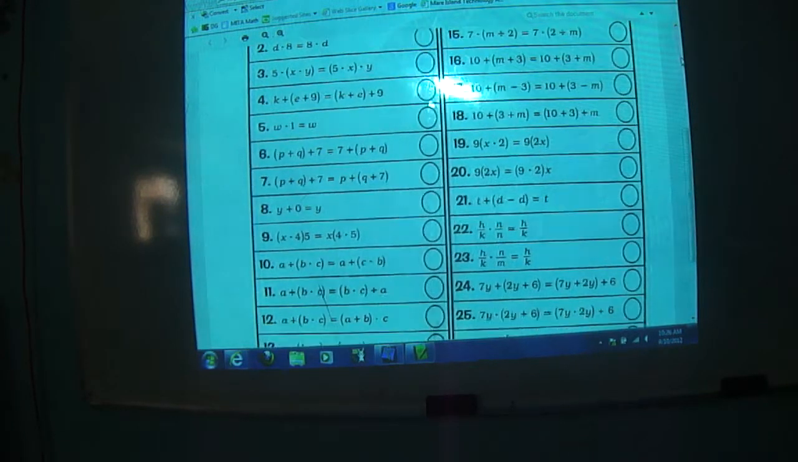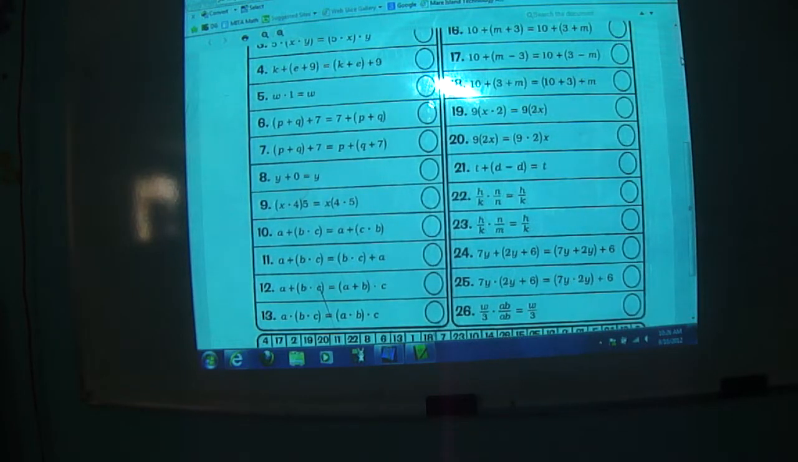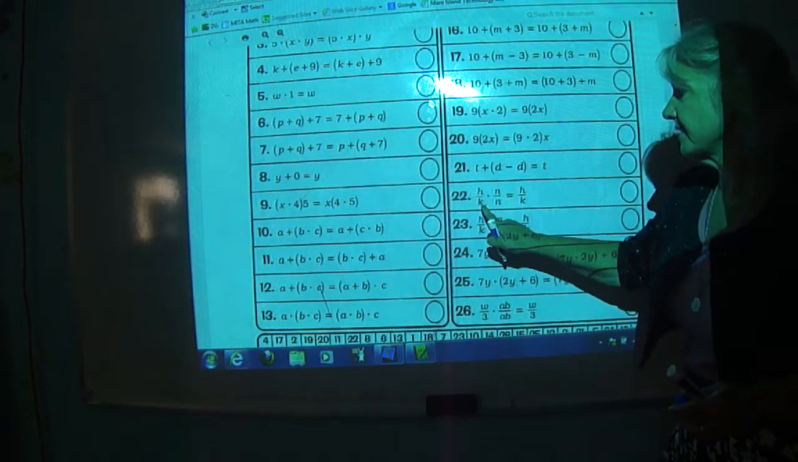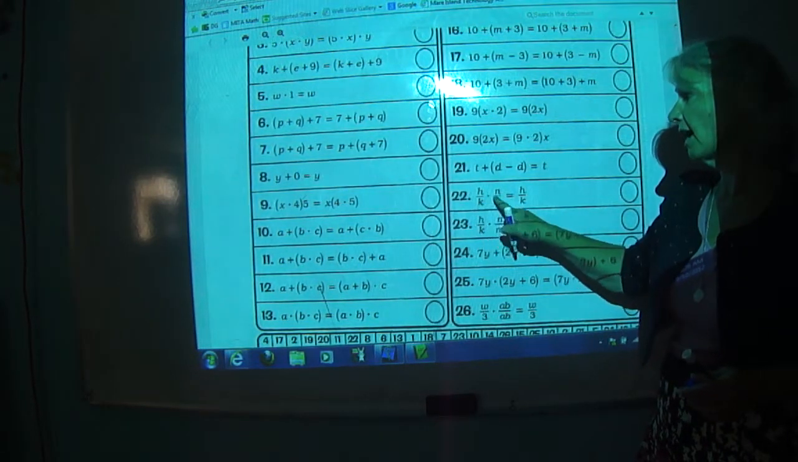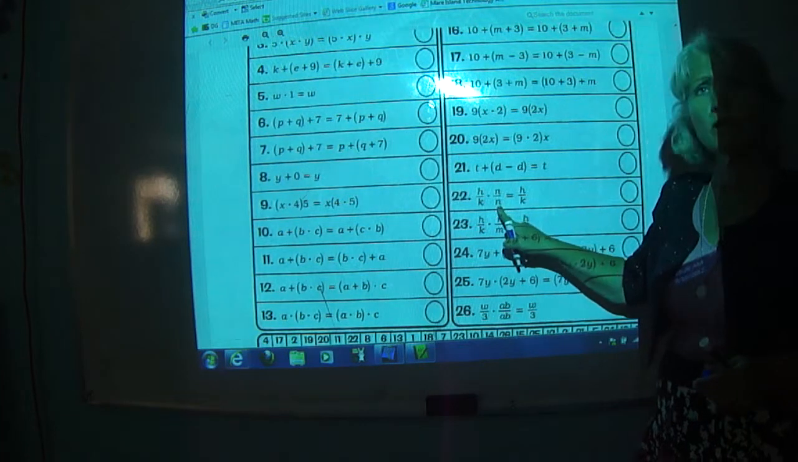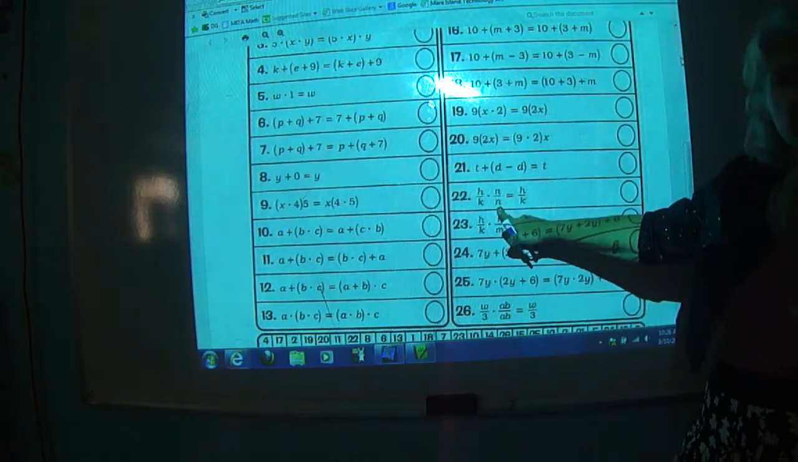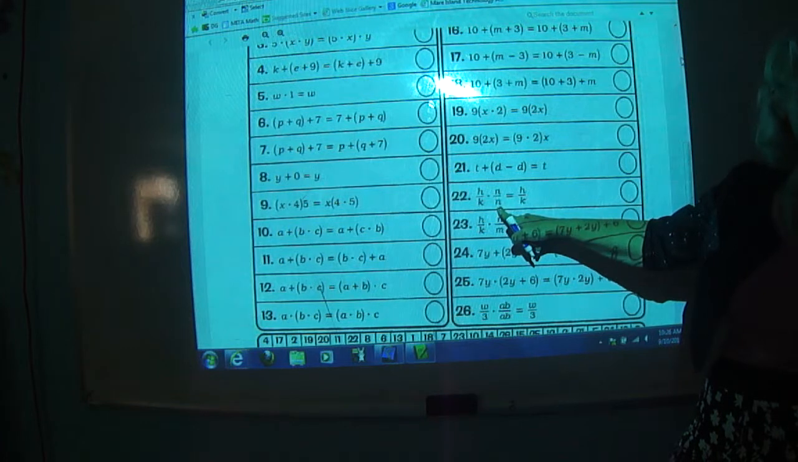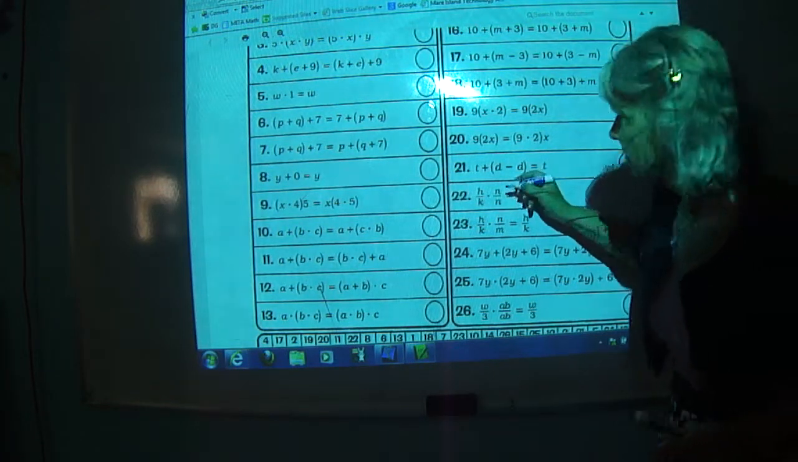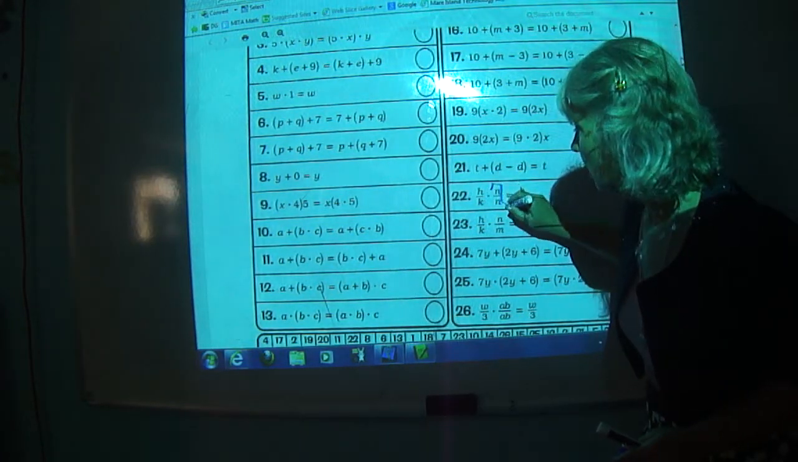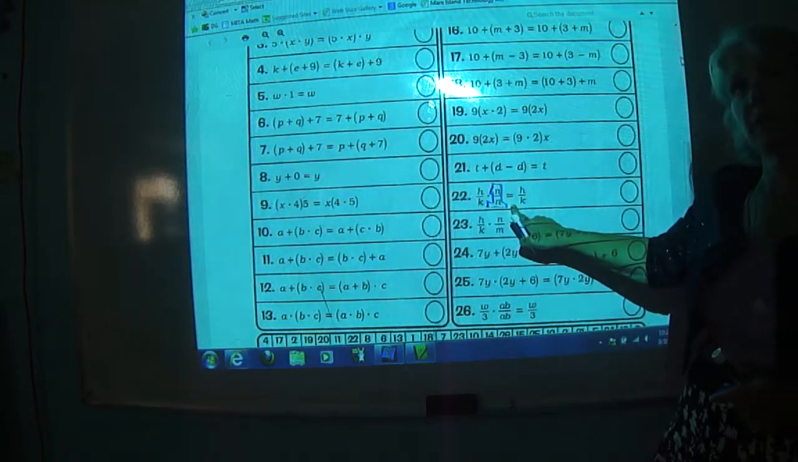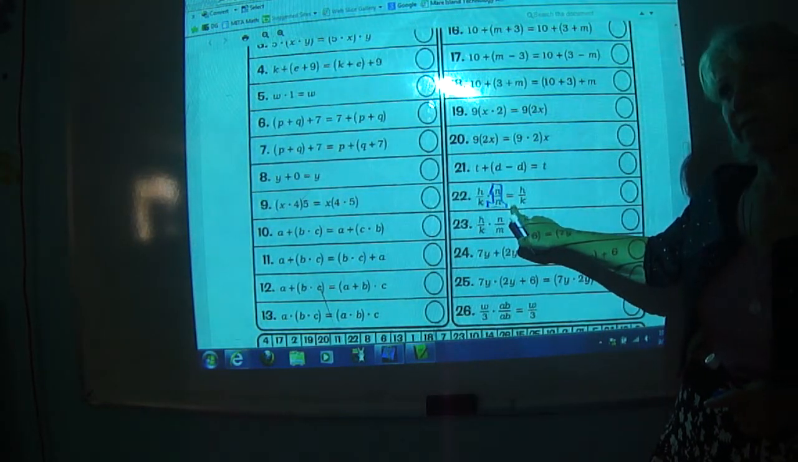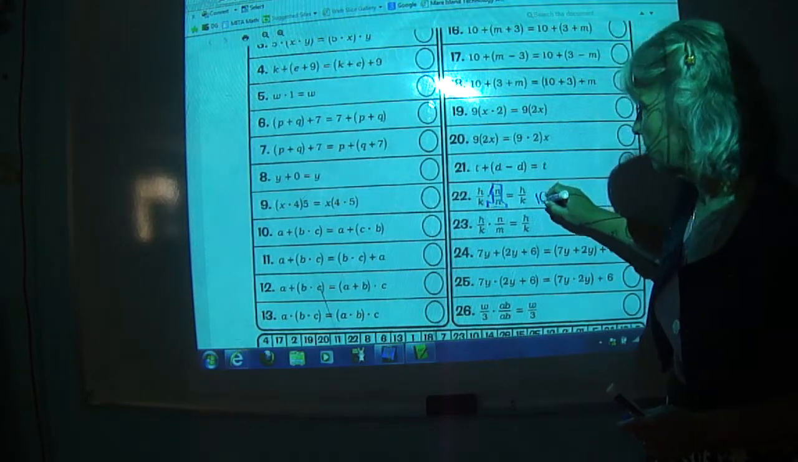And there's a tricky one here. I want to show you number 22. I don't remember what it's going to be. But what is this? h over k times n over n. What is n over n always going to be, regardless of what n's value is? 1, because it's a big one. I don't care what n is. It's going to be 1. So what is this going to be? The identity property.